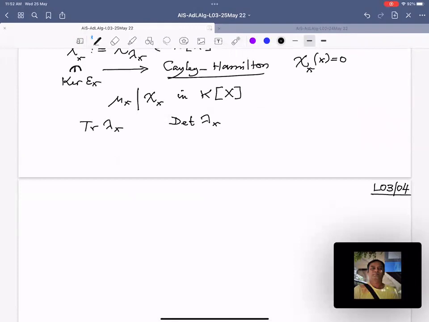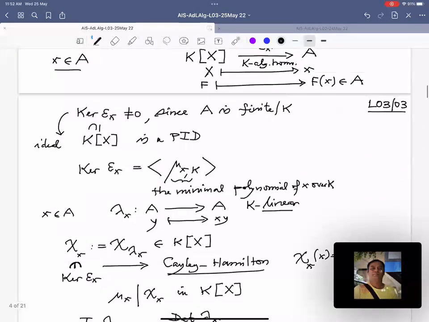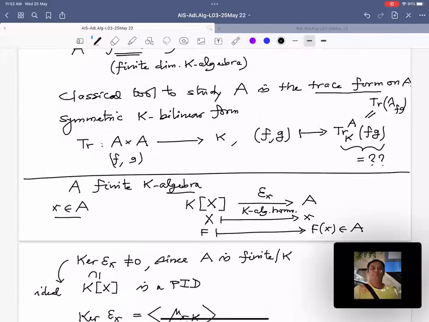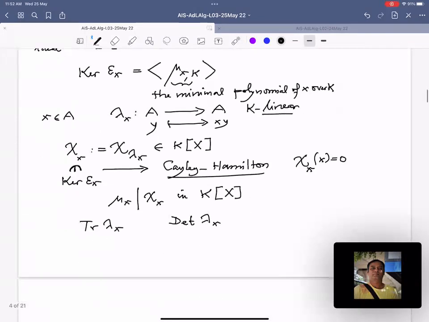So now I want to connect the trace with the number of points. All right. So what do I want to prove? I want to prove the following theorem. So this is a bilinear form, not linear. It is symmetric also, because A is commutative. So trace of FG is trace of GF, and so on. So this is bilinear also, it's clear. And now I want to connect counting the points with the trace.